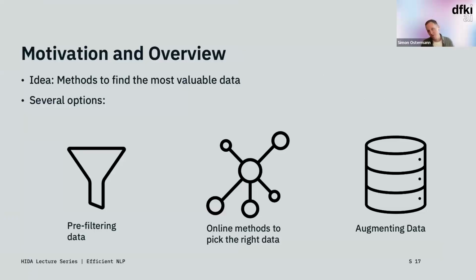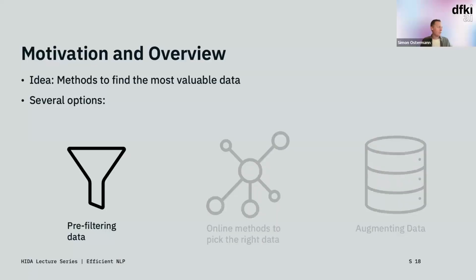There are very, very many approaches towards that, but I think the three main strands can roughly be split into pre-filtering data, if you have data and you need to find the valuable data points; online methods to pick the right data, which is similar but happens during training; and then data augmentation, if you don't have lots of data and you want to get more data. We'll start out with the pre-filtering.